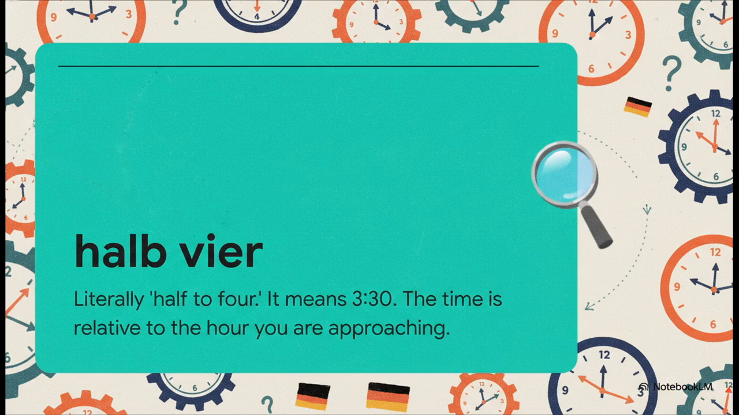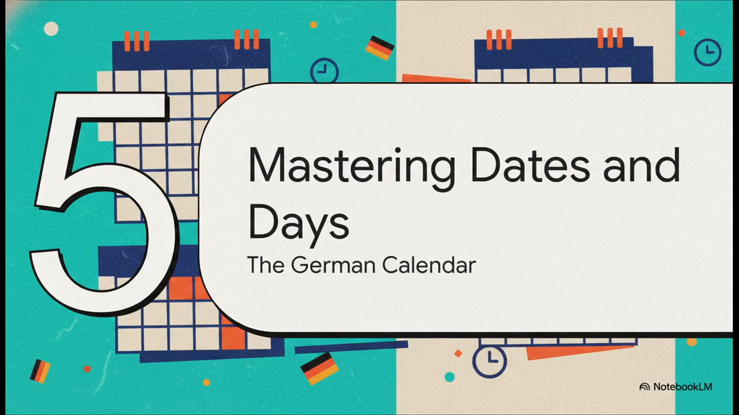Halb vier doesn't mean half past 4. It means you are halfway to 4 o'clock. So it's 3:30. In German, in informal time, you're always thinking about the next hour you're approaching. It's a total mental shift from the English way of saying half past, but once it clicks, it really does make perfect sense. Okay, for our final section, let's bring it all together.